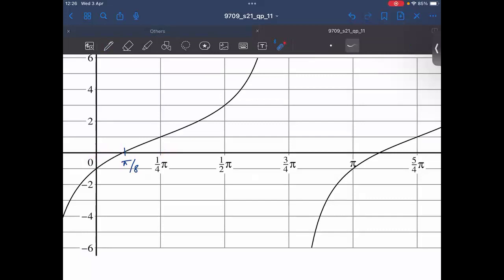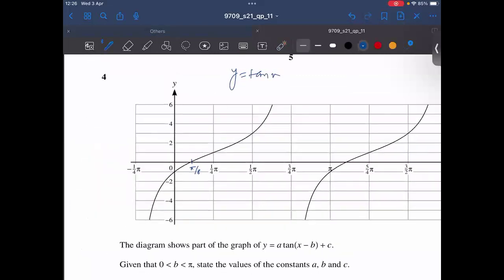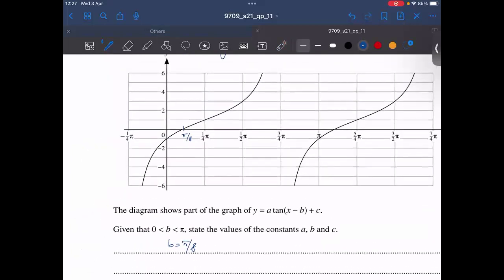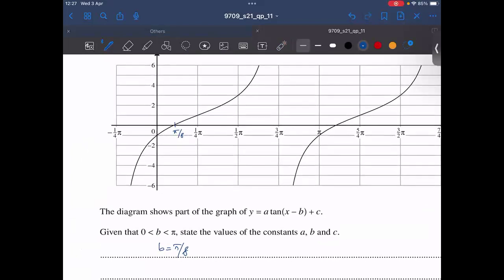All right. I'm just taking this point to be pi by 8. So b is going to be pi by 8. That's why you're going to have tan of x minus pi by 8, because the graph is not passing through the origin. It's translated along the x-axis, shifted towards the right.